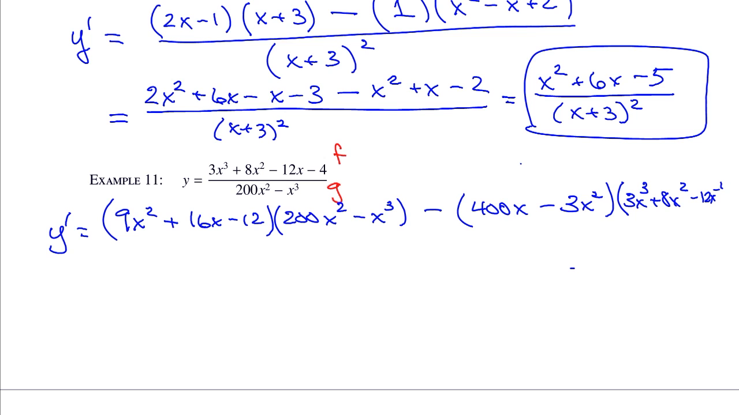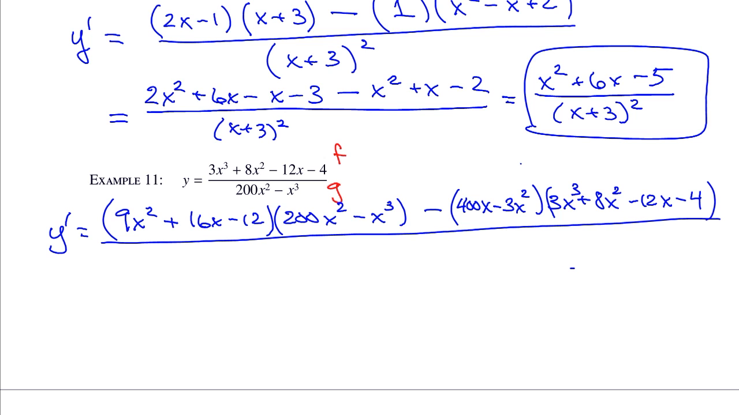Running out of space here. Let me see if I can rewrite that. 400x minus 3x squared times 3x cubed plus 8x squared minus 12x minus 4, over 200x squared minus x cubed, squared. And that's it.